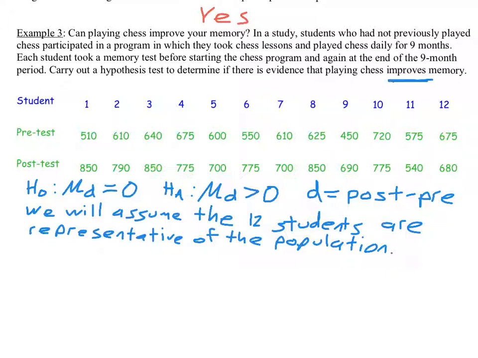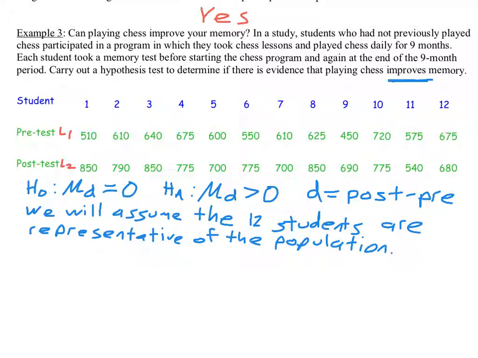So now would be a good time to pause the video and put all the data into your calculator. So put the data for pre-test in L1 and the post-test data in L2. So go ahead and resume the video once you've entered in that data.